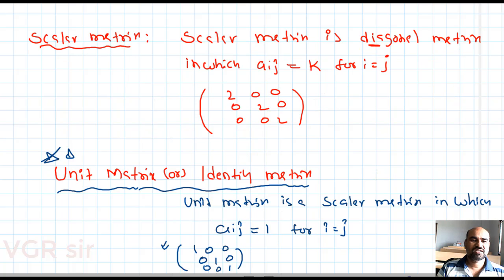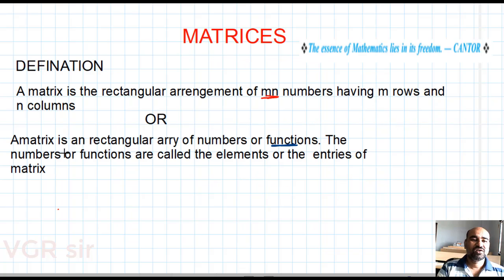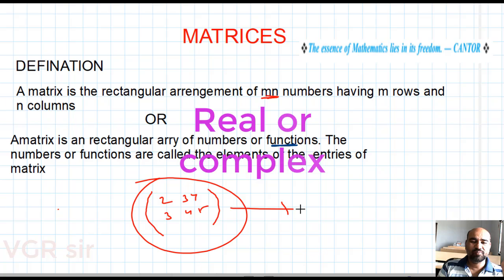Okay, students, once again. So what I did, first of all, definition. What is the meaning of a matrix? A matrix is a rectangular arrangement of mn numbers having m rows and n columns. Important, students: a matrix is the arrangement of numbers, but a matrix alone is not a number. Take care. A matrix is an arrangement of real numbers which are arranged in rows and columns. This is a matrix. A matrix is not a real number.